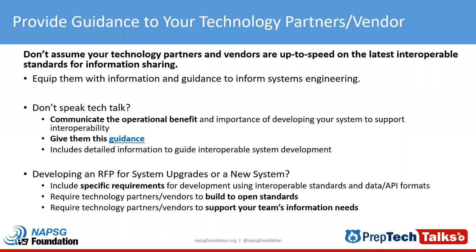It includes detailed information at a very technical level that will help educate them and drive them into the right places. And when you're developing your RFPs for system upgrades or a new system, include specific requirements for development around interoperable standards and data API formats that are open and interoperable. Whether or not you need to fully use all of them at once, it doesn't matter, but what does matter is that it's scalable and flexible so that down the line, as you add and build out your regional mutual aid sharing group, you're going to have the flexibility that you need. So building to open standards and just supporting your team's information needs.